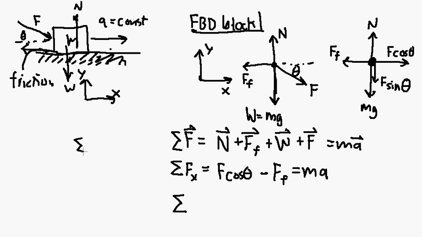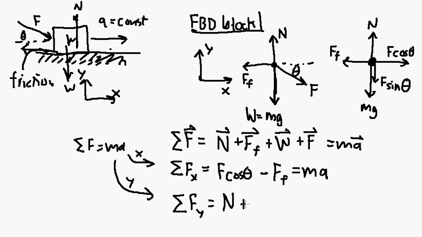Then the sum of forces in the y direction equals, let's see, we have N going up, the normal force. That's the only one going up, so the rest will be minus. Normal force minus mg, which is the weight, minus F sine theta equals 0. And there we go. That's it, basically. Those are our two scalar equations, and that's all we need to do.